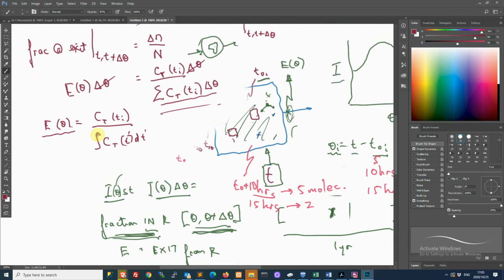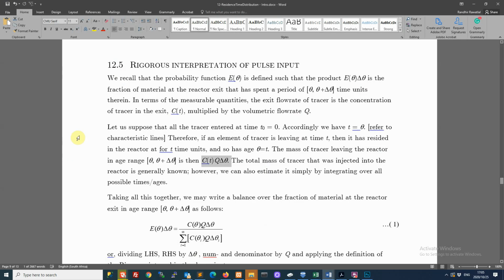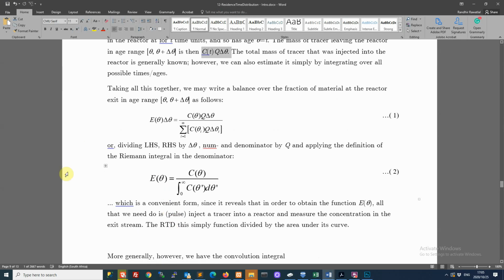And so this is generally true. This will work no matter what type of mixing we have in the reactor. So this is how we can estimate the exit age distribution from the reactor. So that's an intensely practical thing that we can do. We can get the exit age distribution in this simple way.